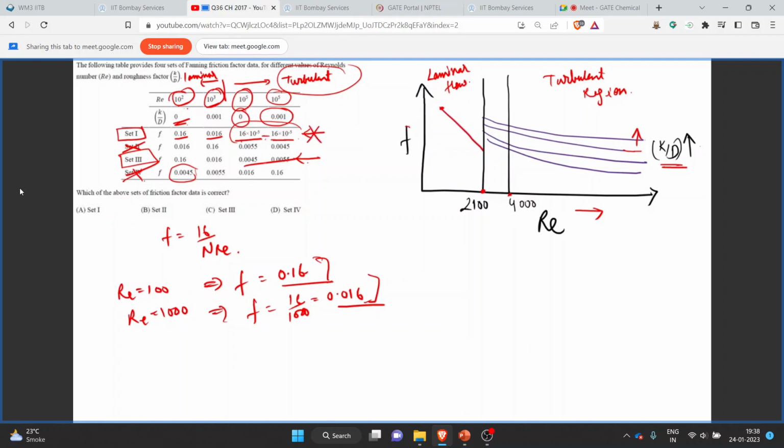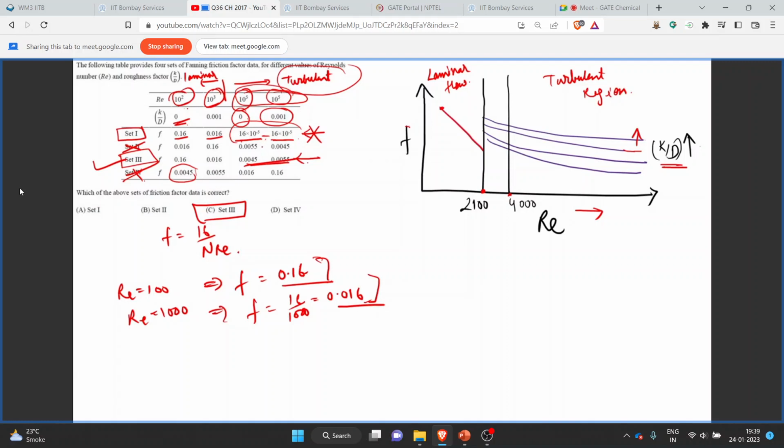Now if we take a look at set 3, we can see that the friction factor is increasing as we increase the roughness factor from 0 to 0.01 for the same Reynolds number. That is, set 3 is the correct answer. From the given four options, set 3 is the correct answer, because set 1 we rejected as the friction factor was not changing with roughness for a constant Reynolds number.